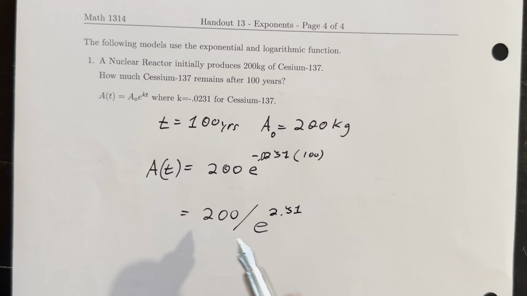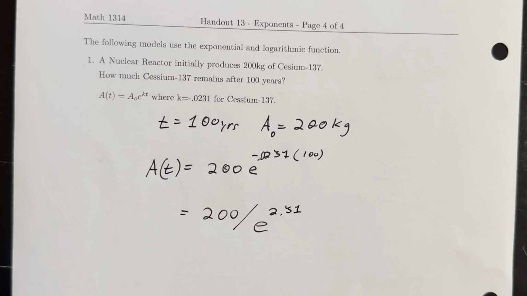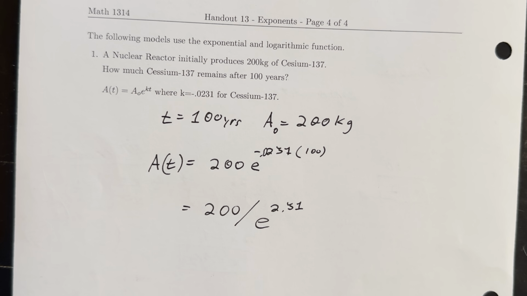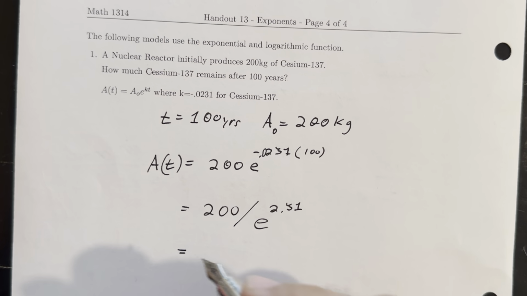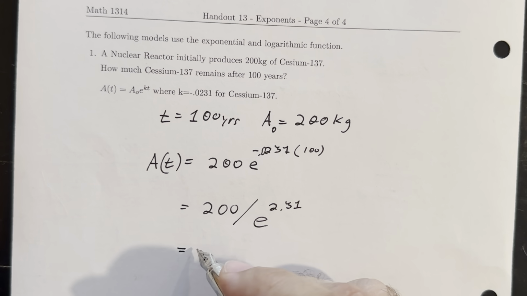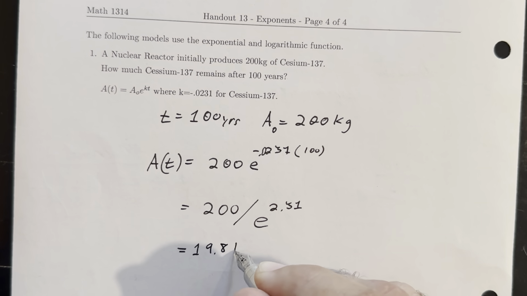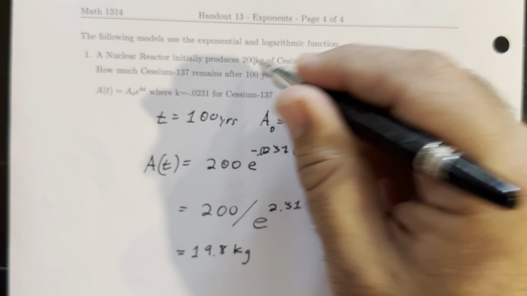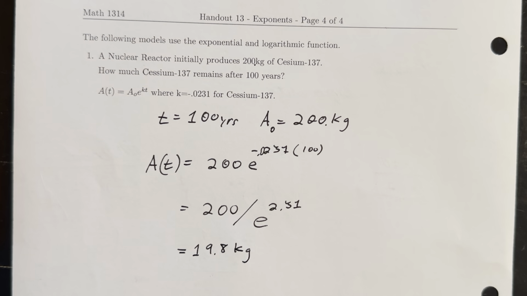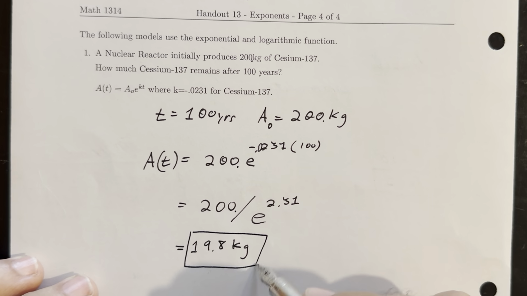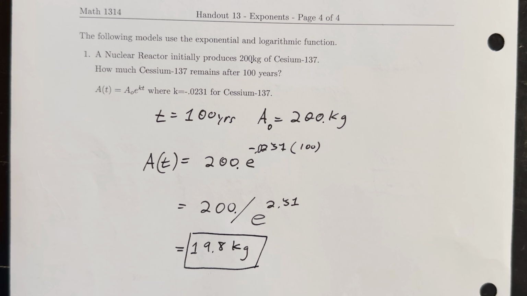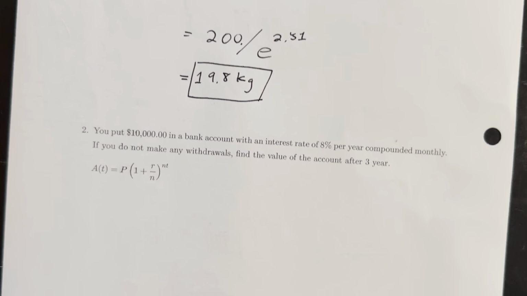2.31. And after that point, you just plug it in your calculator to get the right number of kilograms after 100 years. So when you plug that into your calculator, you'll find that there are 19.8 kilograms. And we'll say 20.0 for significant digit purposes. So you started off with 200 kilograms, and after 100 years, you still had about 20 kilograms. All right.